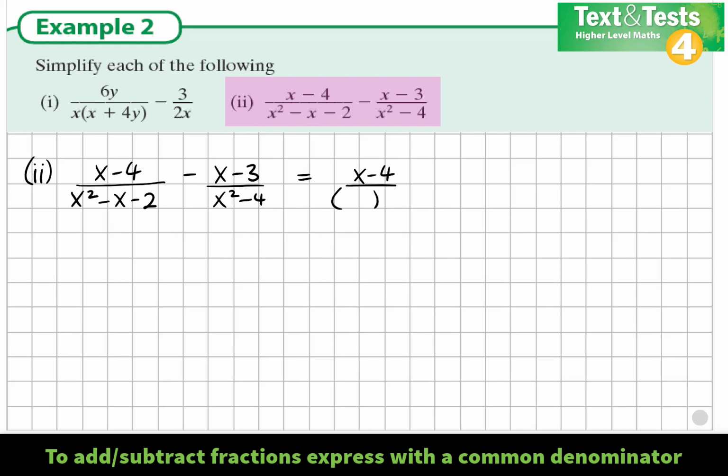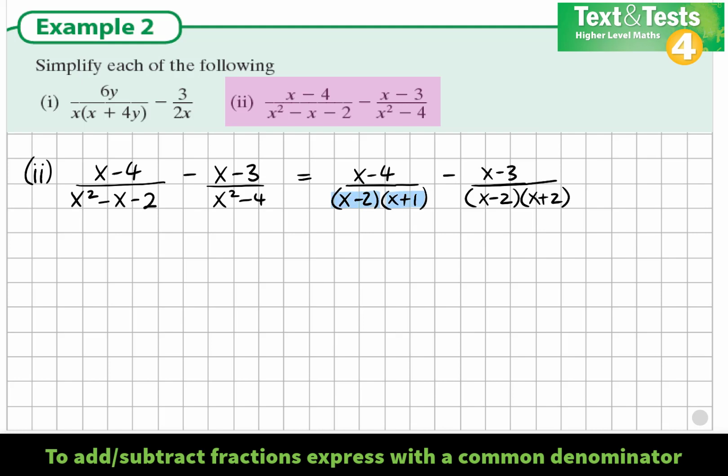So underneath we have a quadratic. We're thinking of the factors of negative 2 that add to be negative 1. So that would be negative 2 and plus 1. And the denominator in the second fraction is the difference of two squares. So that would be x minus 2 by x plus 2.